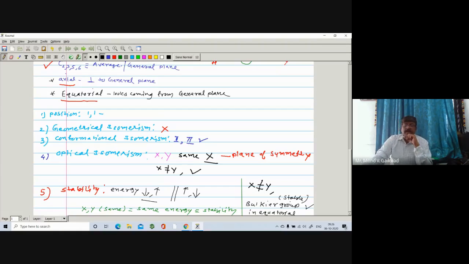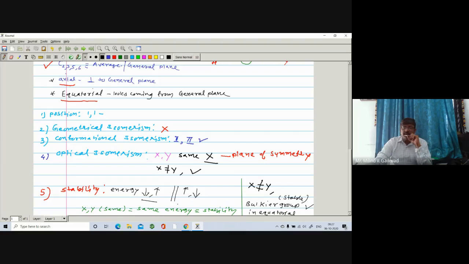So between these two, you have to check which group is bulky. Suppose, for example, one is methyl and the other is hydrogen. Methyl is a bulky group, so when methyl is in the equatorial position, it is found to be more stable. Suppose you have methyl and ethyl, if ethyl is in the equatorial, it is found to be more stable. So in this way, you have to check the stability.